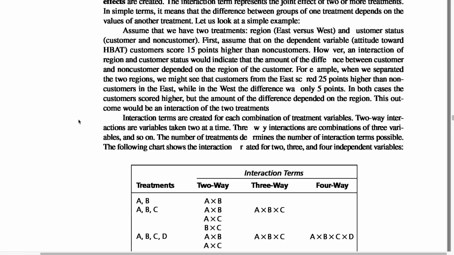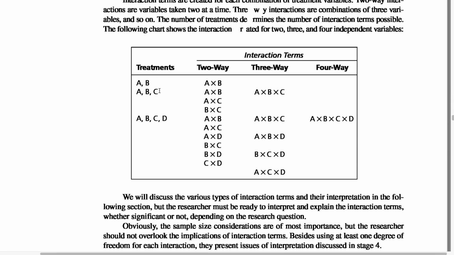Interaction terms are created for each combination of treatment variables. Two-way interactions are variables taken two at a time. Three-way interactions are combinations of three variables, and so on. The number of treatments determines the number of interaction terms possible. The following chart shows the interaction terms for 2, 3 and 4 independent variables. These are the treatments A, B; A, B, C; A, B, C, D. Two-way: A x B, A x C, B x C. Three-way: A x B x C. This is the three-way and four-way for A, B, C, and D.